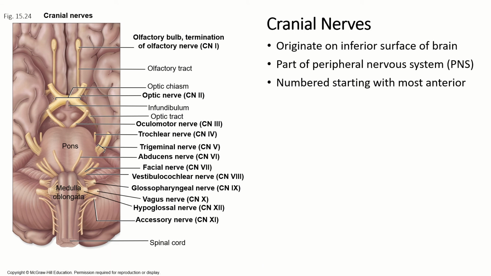Some of them originate from the pons and the medulla oblongata. They are numbered 1 through 12, starting at the most anterior. You do get to learn the names and numbers of all 12, the function of all 12, and the point of origination of all 12. I know, how lucky are you? All right, I'm not going to ask you to identify the point of origination on a model, just on a diagram that looks almost exactly like this.